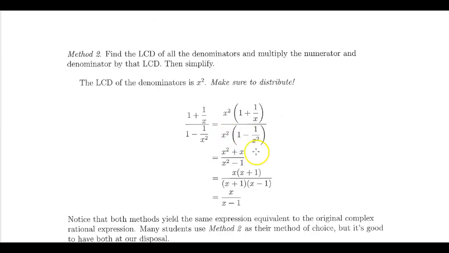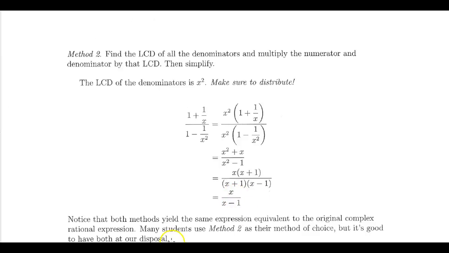Then x squared times 1 over x squared, the x squareds will cancel, and I'll get minus 1. I have a common factor of x in the numerator, so we can write that as x times x plus 1. In the denominator, x squared minus 1 factors to x plus 1 times x minus 1. So we have a common factor of x plus 1 that can cancel, and we'll be left with x over x minus 1. So we see that both methods give us the same answer.